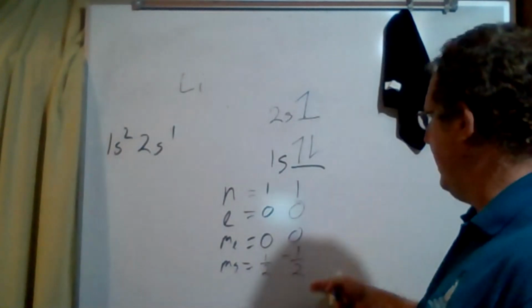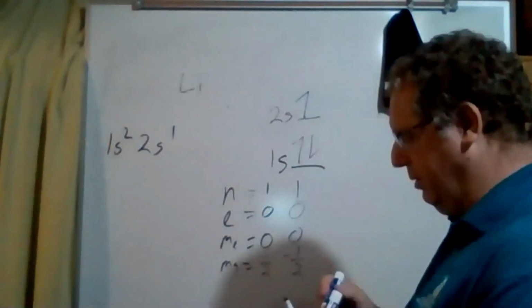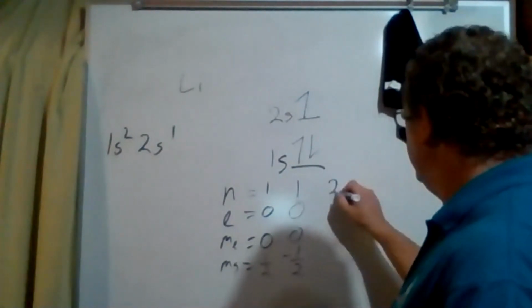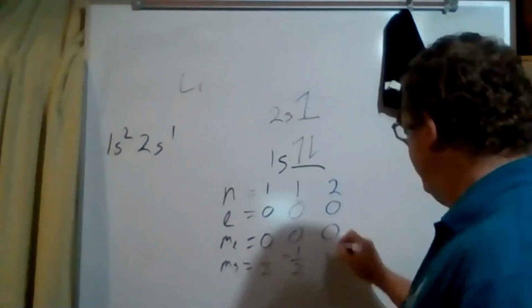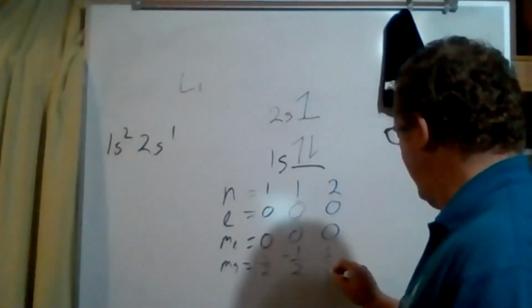Now for my quantum numbers, I have 1 electron that has 1, 0, 0, 1/2, another one that has 1, 0, 0, -1/2, and this one that's in blue is going to have a 2. It's still an s orbital. ML still has to be 0, and this is 1/2.